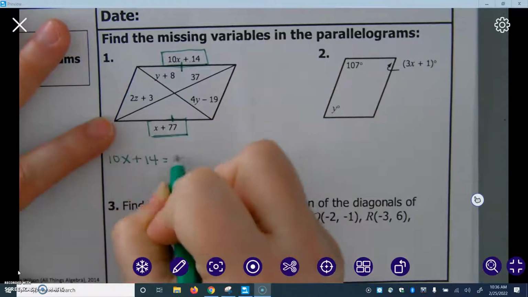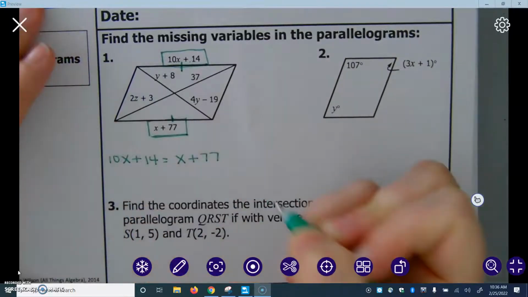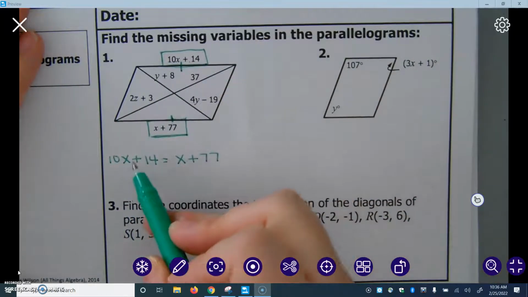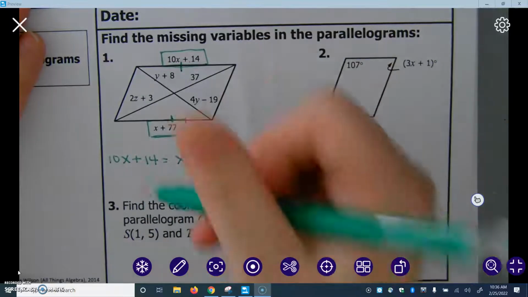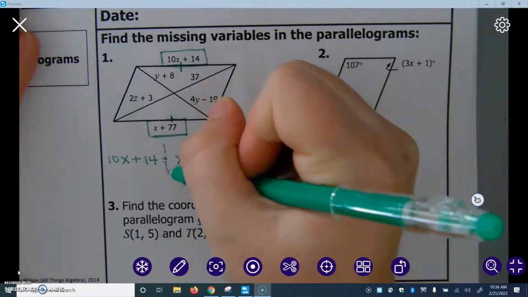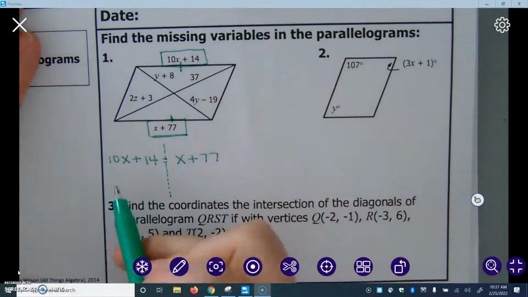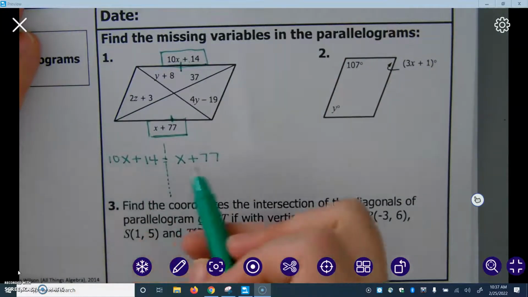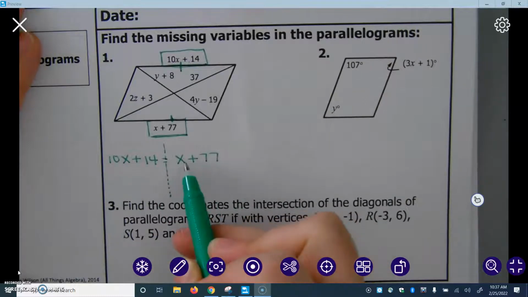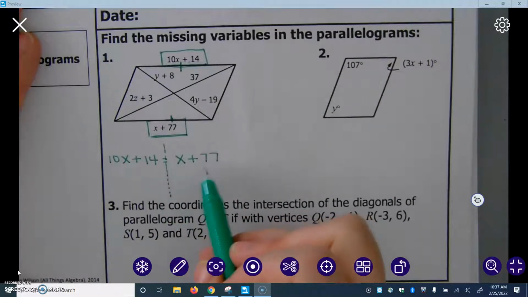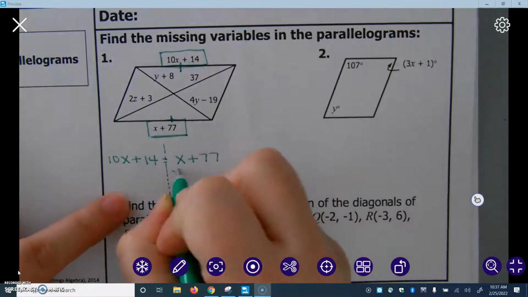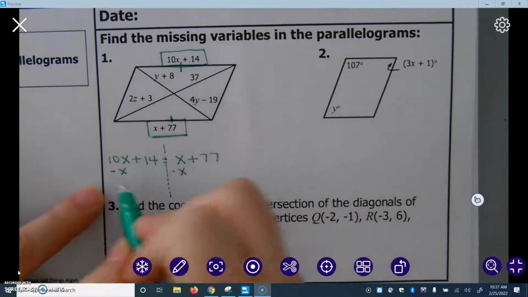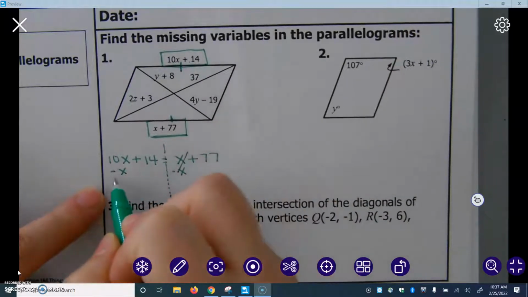10x plus 14 equals x plus 77. Y1, y2, and if you're still confused, the equal sign is what separates. Everything before the equal sign goes in y1. Everything after the equal sign goes in y2. Second trace 5, enter, enter, enter. I'm going to work it out by hand by subtracting x from both sides first.